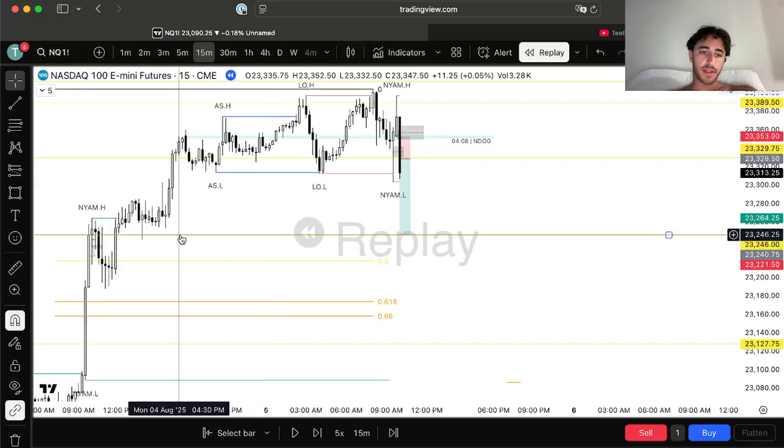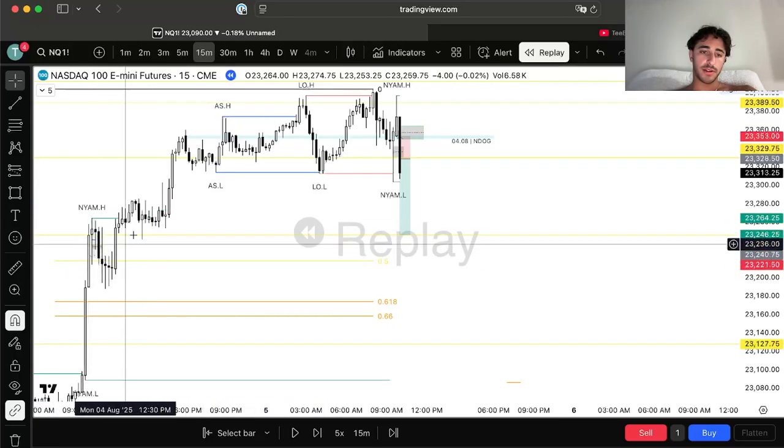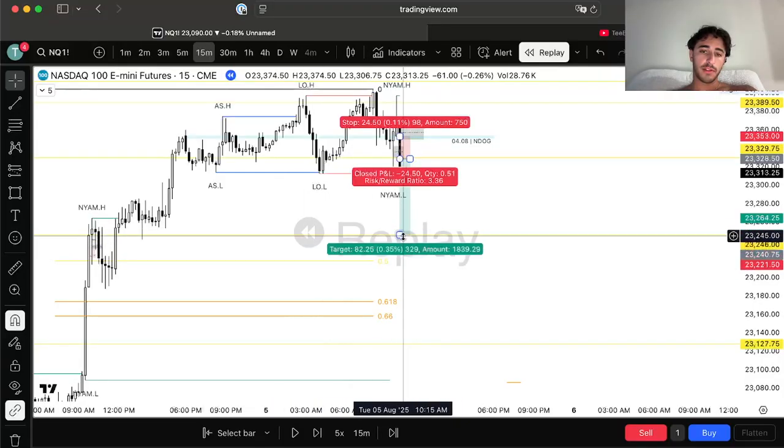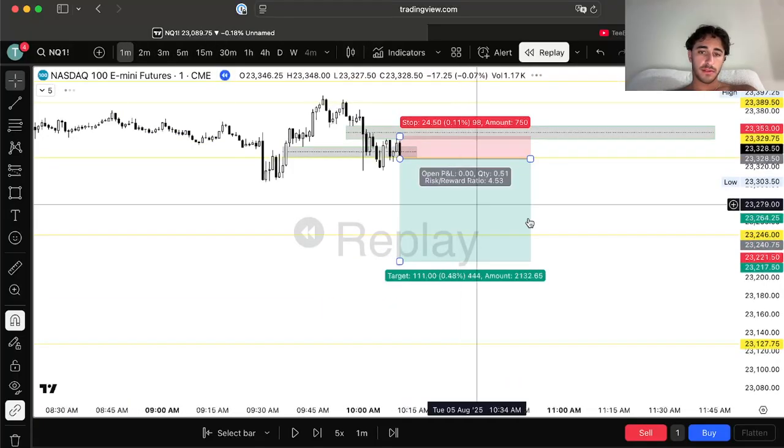We had this 15-minute gap right here as well. And look, this was like a balanced price range area. And this 15-minute gap, and it was right around equilibrium. You could have even targeted equilibrium, to be honest, I believe.